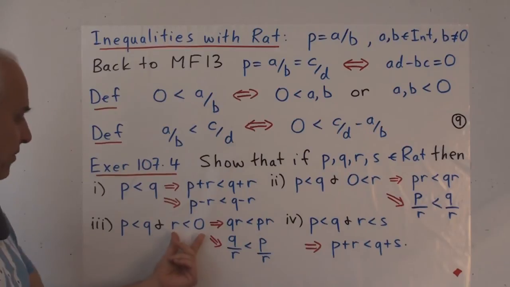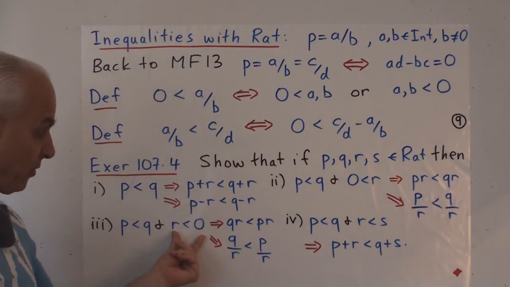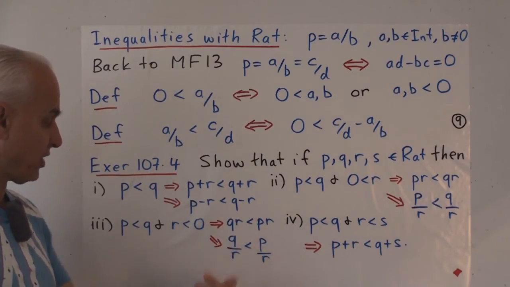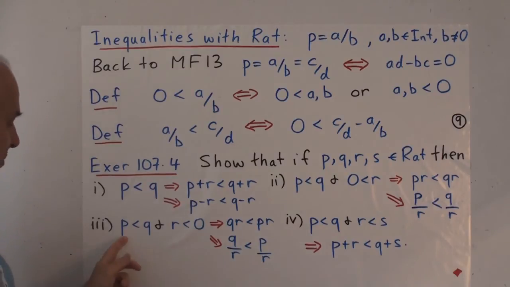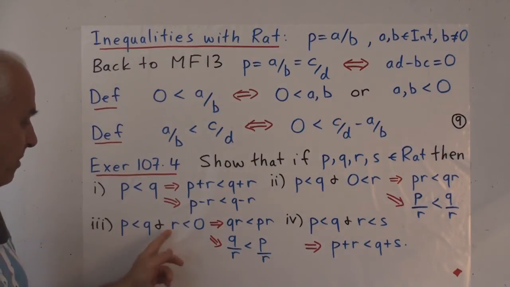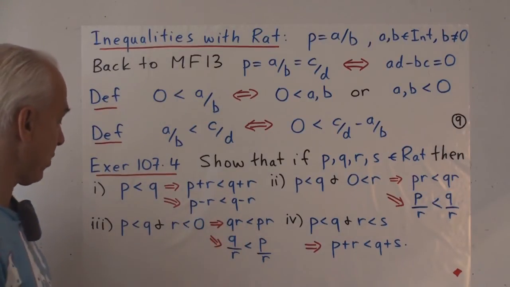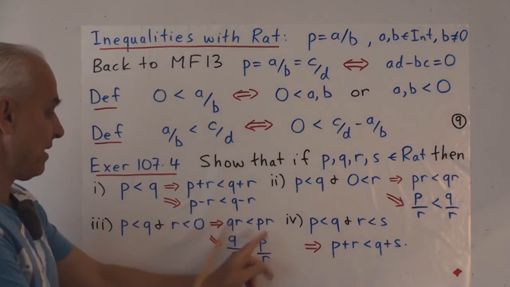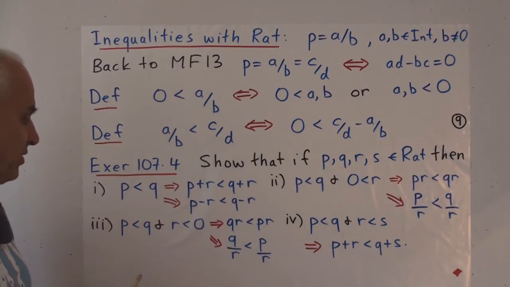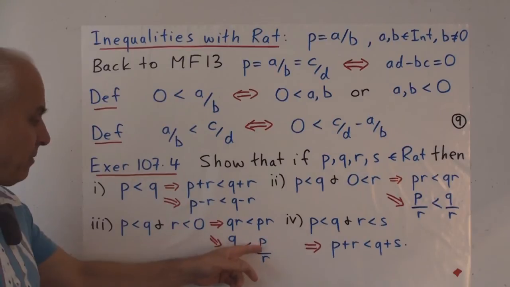However, if we try the same thing with something that's strictly negative, we have to swap the order, just as we saw for integers. So if p is less than q to start with and we multiply by something strictly negative, then we have to interchange the order so that qr is less than pr. And that also happens if we divide by r, so q over r will be less than p over r.